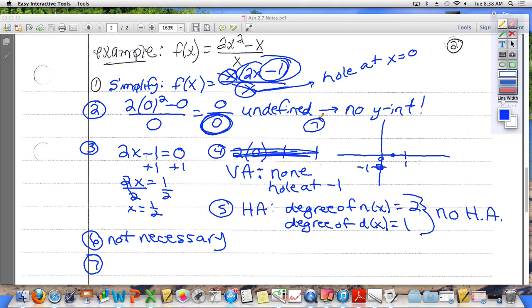You just need to make sure when you get right here, there's a hole. There's a break in the graph right there. So it's a line with a hole in the middle.